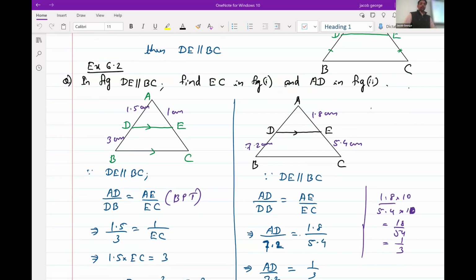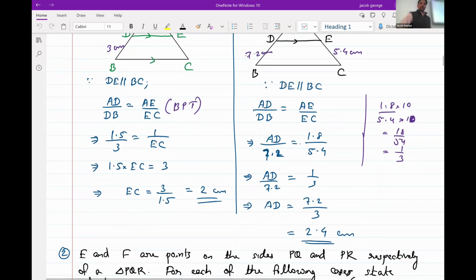That is 1.5 by 3 is equal to 1 by EC. Then we do the cross multiplication. 1.5 into EC is equal to 3. So what is EC from there? 3 by 1.5. Nathan, what is 3 by 1.5? 2. Answer is 2 centimeters. Okay.